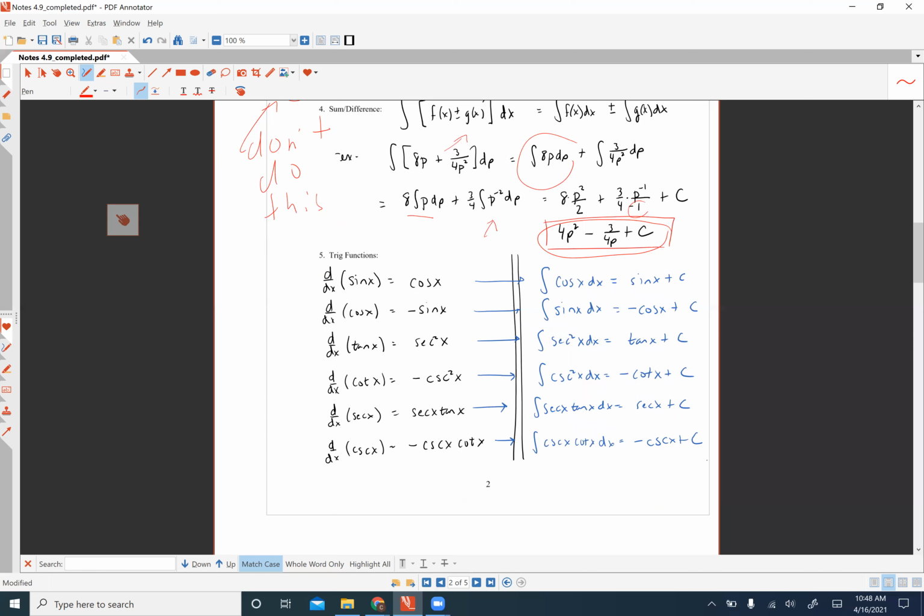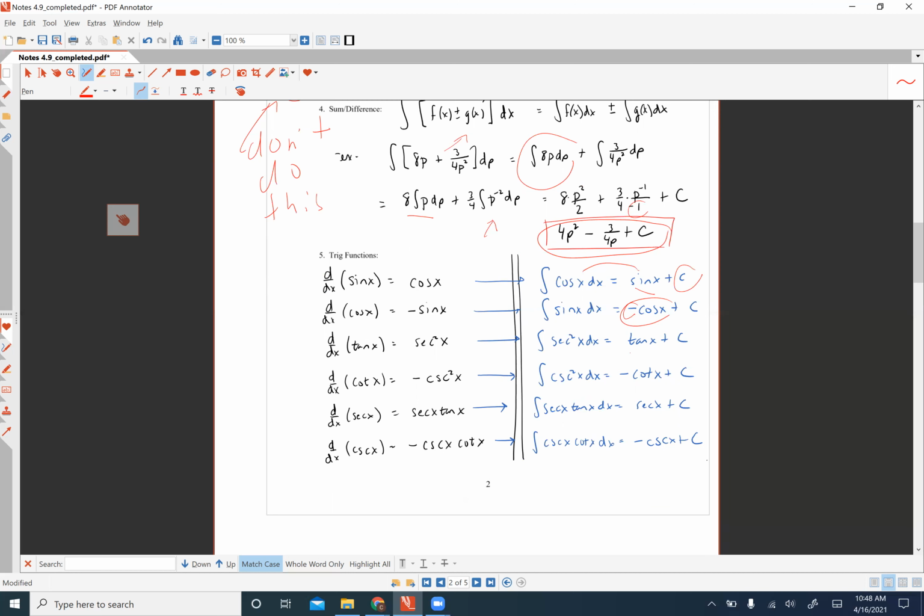Okay, so the integral of sine, remember, it's not cosine, it's minus cosine, because the derivative of cosine itself is minus sine. So we have to multiply it by -1. We know that the derivative of tangent is secant squared. So the integral of secant squared dx is tangent x plus c.